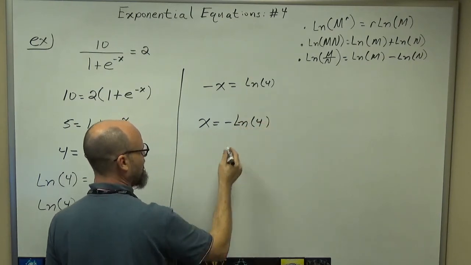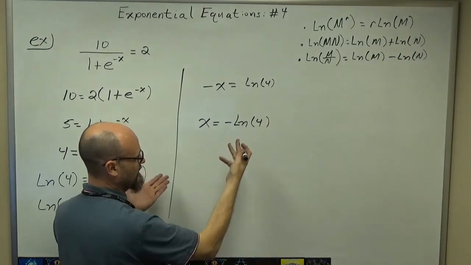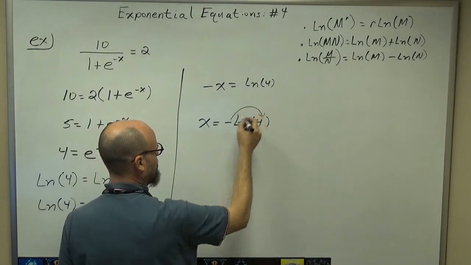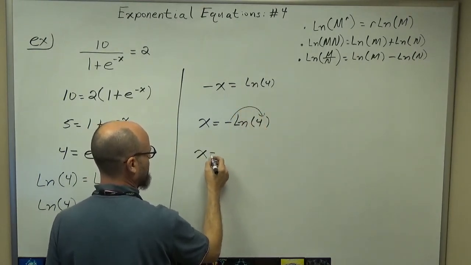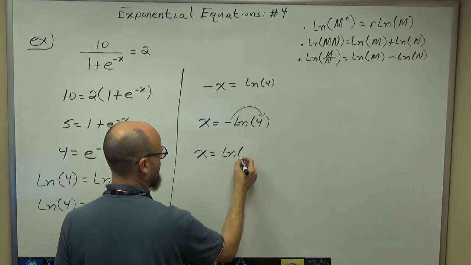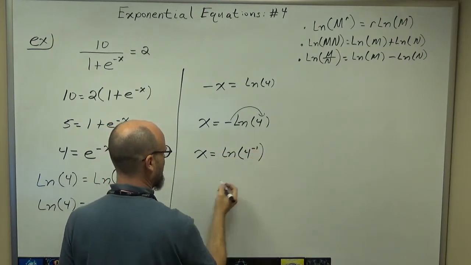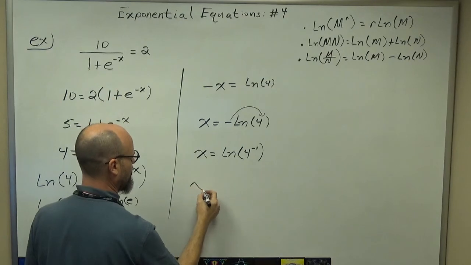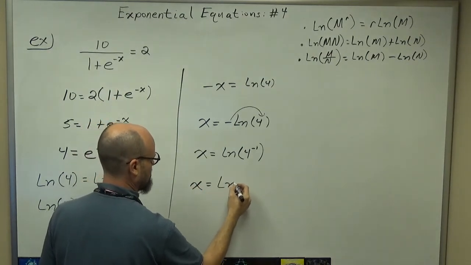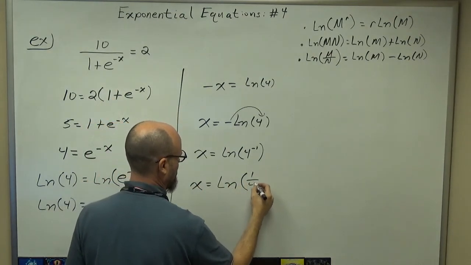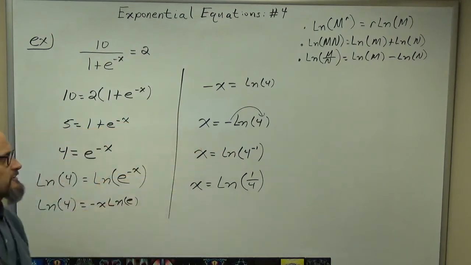Now if you were so possessed, I don't know why you would be, that's a fine answer. You could definitely move that -1 to the exponent of 4 and have ln of 4 to the -1 and then recognize, hey, that's 1 over 4. So that's the ln of 1 over 4. Either answer is correct, either answer is fine. Just trying to say, you can write them either way.